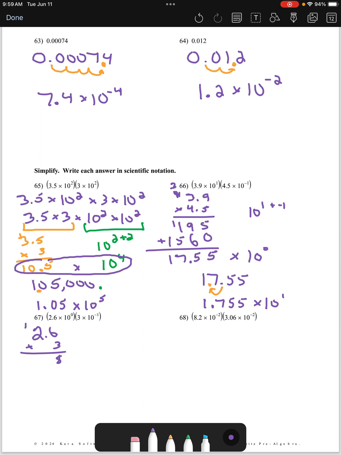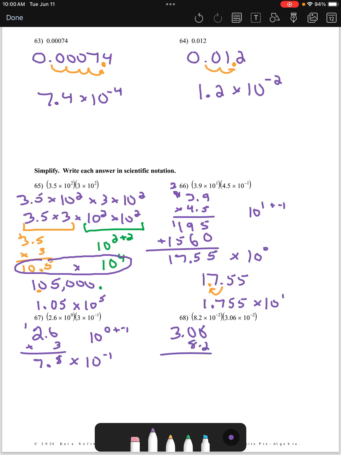I invite you to pause and try 67 and 68. Number 67, we have 2.6 times 3. So 3 times 6 is 18, carry the 1. 3 times 2 is 6, plus 1 is 7. 1 decimal place. Hey, 7.8 is great. That means this will be our final answer. For our tens, we have 0 and we have negative 1. So we have 7.8 times 10 to the negative 1. And yes, negative exponents are fine in scientific notation. I don't have to rewrite this as like 7.8 times 1 over 10.